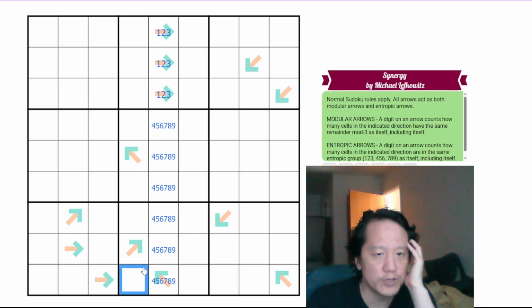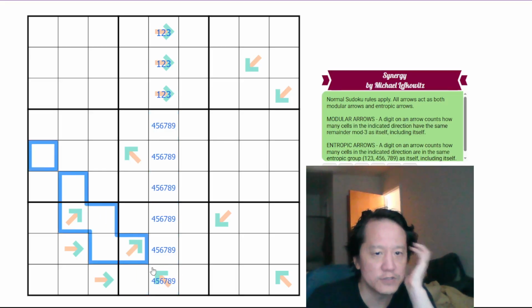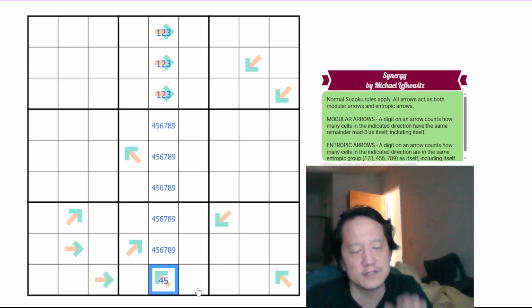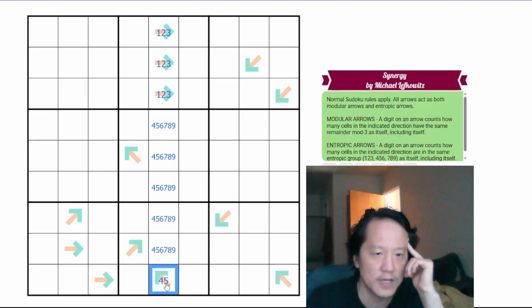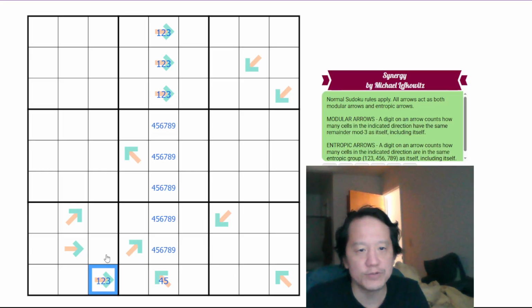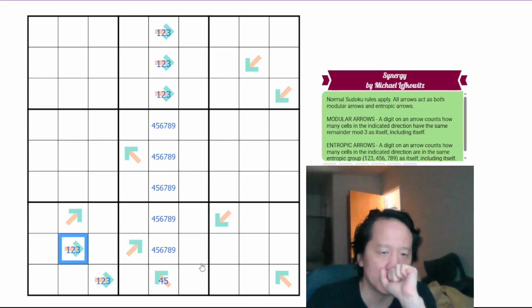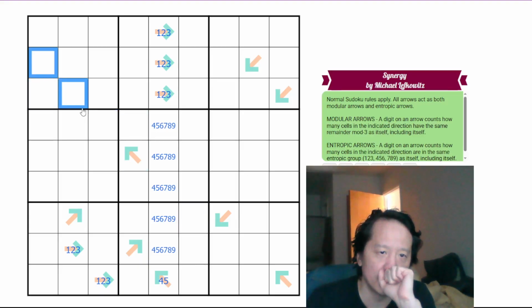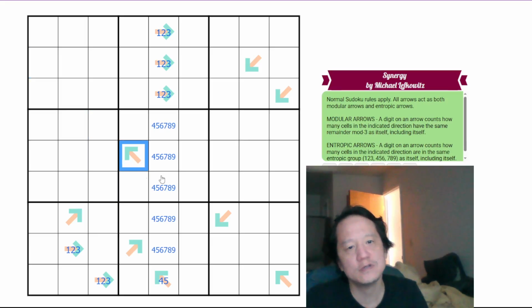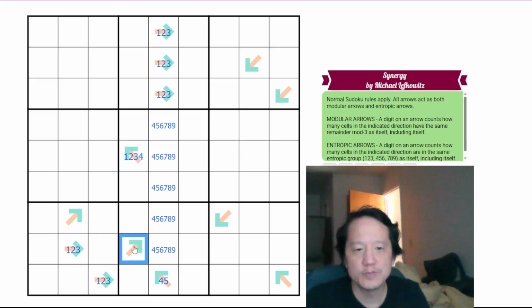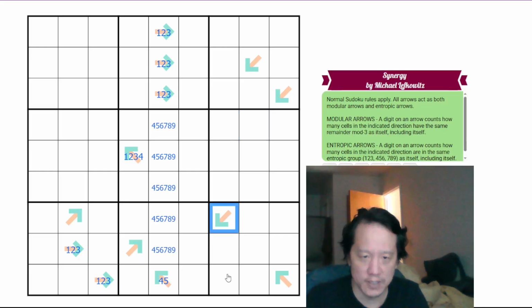And this digit points at 5 cells in total, so this can't be 4 or 5. It can't be 6 through 9. This is again 1 through 3. We have 1 through 3 here as a possibility. This points at 4 digits at most. This points at 1, 2, 3 digits at most.